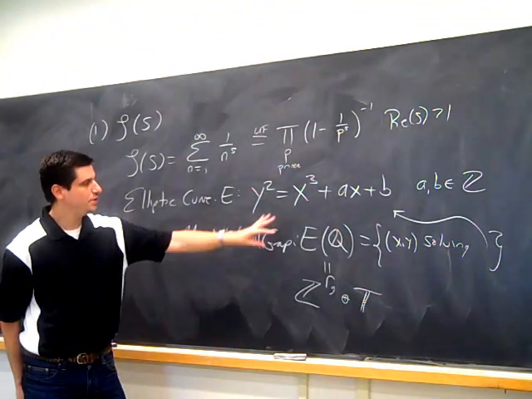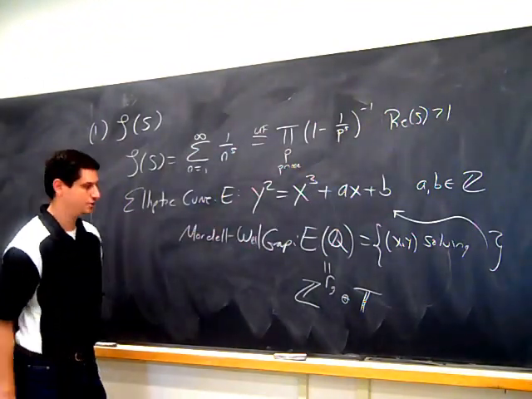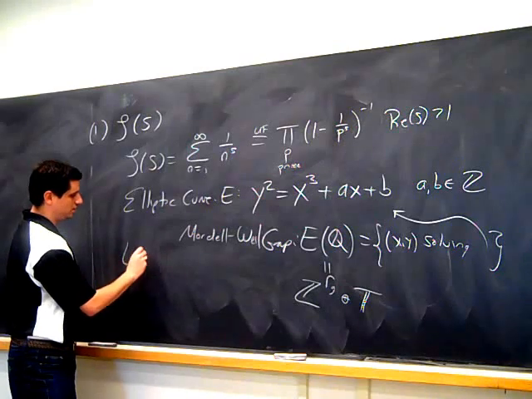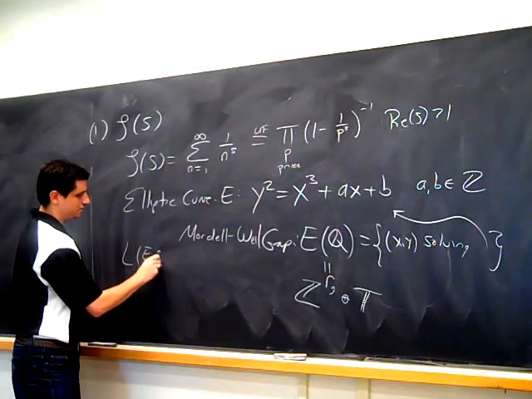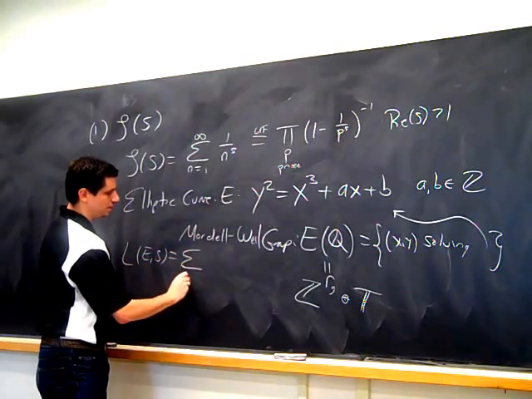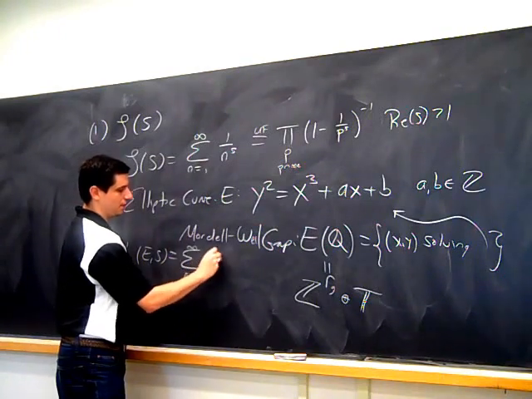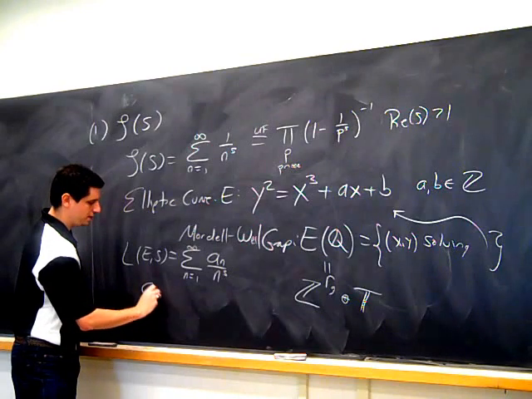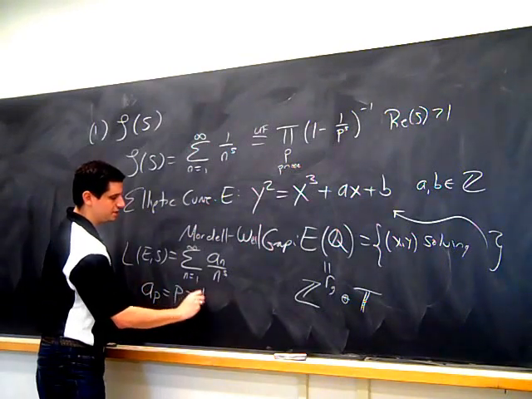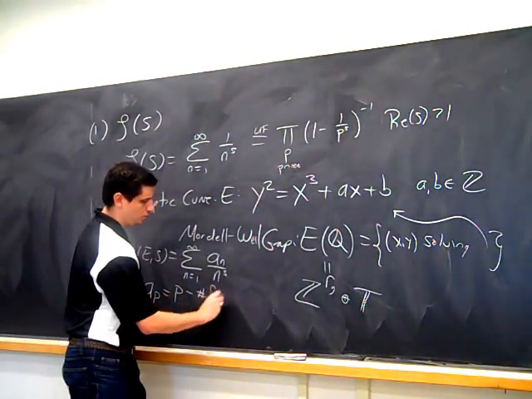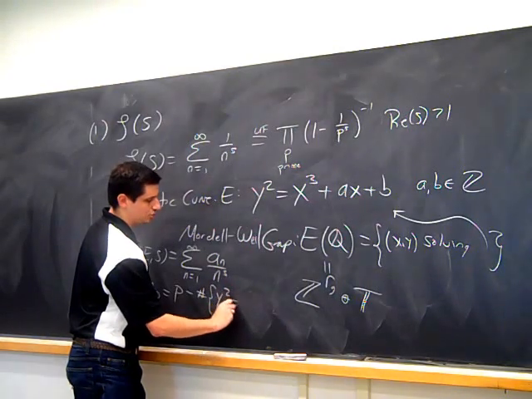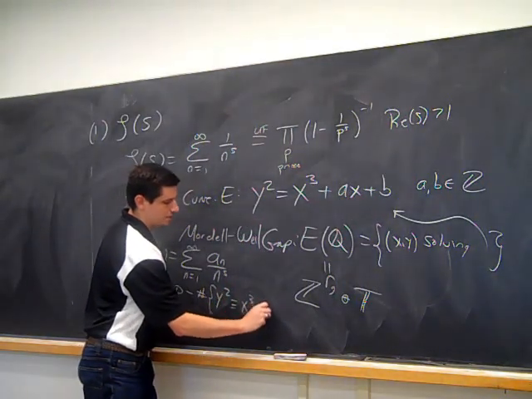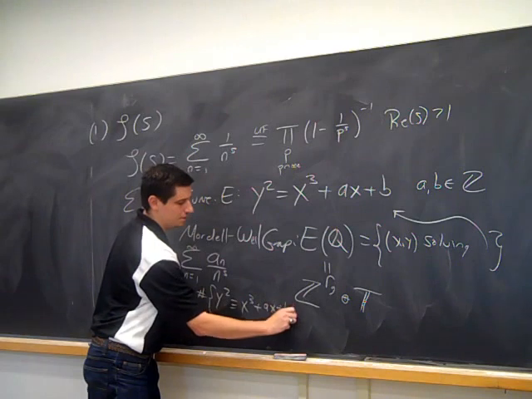It turns out you can build an L function attached to this elliptic curve. And you define L(E, s) to be basically the sum, from n equals 1 to infinity, of a_n over n to the s, where a_p is basically p minus the number of solutions to y squared congruent to x cubed plus ax plus b mod p.